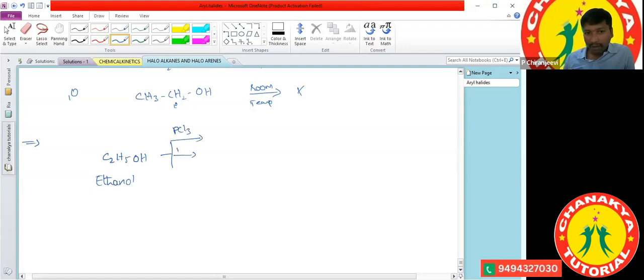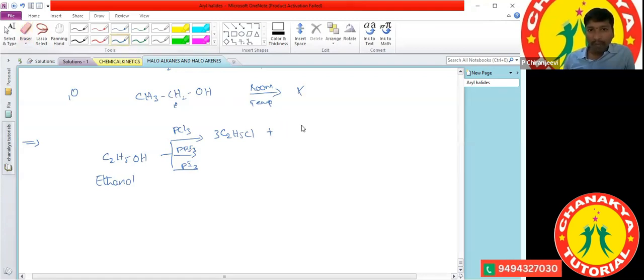PBr3 is there, PI3 also it is there. If ethanol is treated with PCl3, it forms ethyl chloride. 3 moles of C2H5Cl plus H3PO3 is going to be formed.